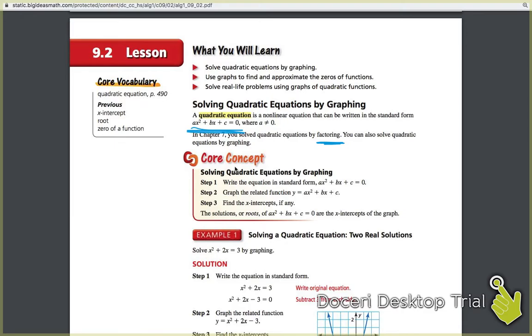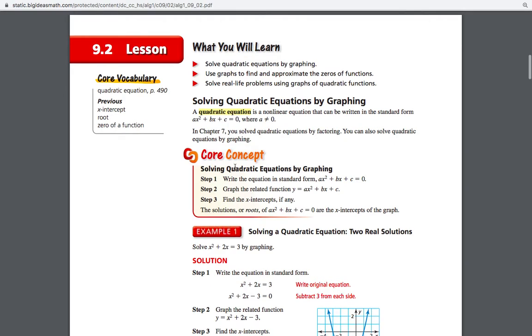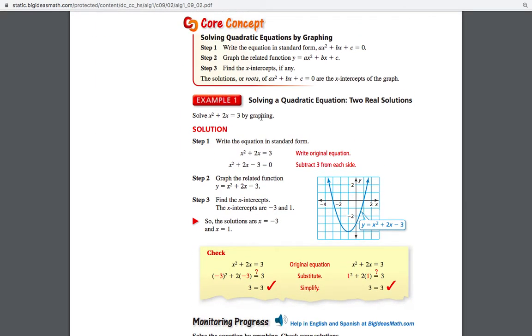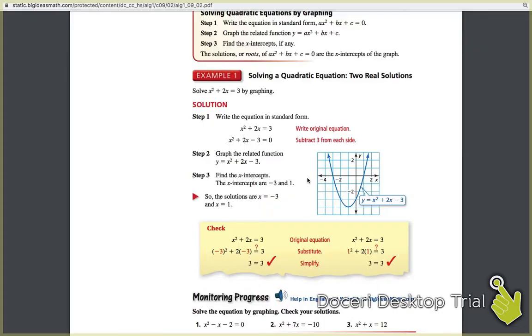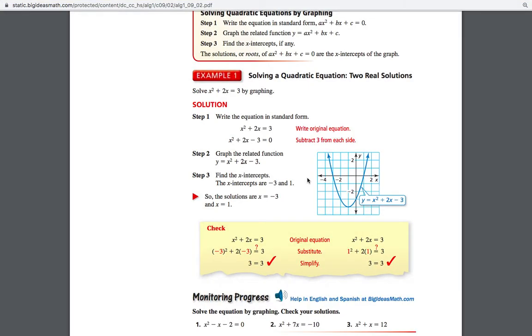We've done factoring before. I just want to point out a couple things on here first. So looking on here, example 1, solving by graphing. They want you to graph it, and if we're looking for solutions, remember the solutions are where it crosses the x-axis. Where are my x-intercepts going to be? It crosses the x-axis here and here. Those would be my two solutions, -3 and 1.